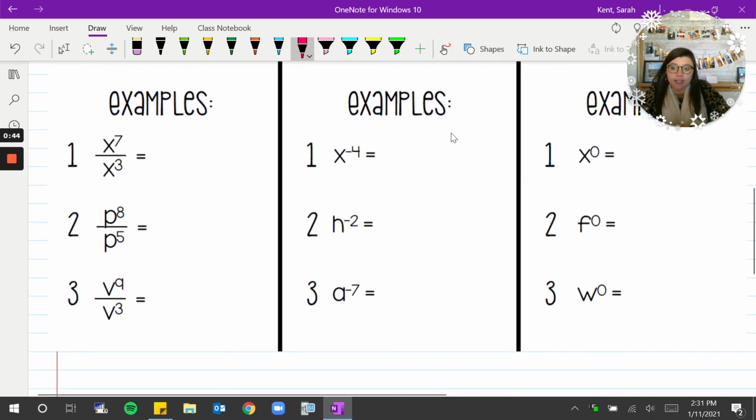So again, our examples, what we're going to start with. First we have x to the power of 7 over x to the power of 3. These exponents tell us how many we have. So here x to the power of 7 would be 7 x's, and x to the power of 3 would be 3 x's.